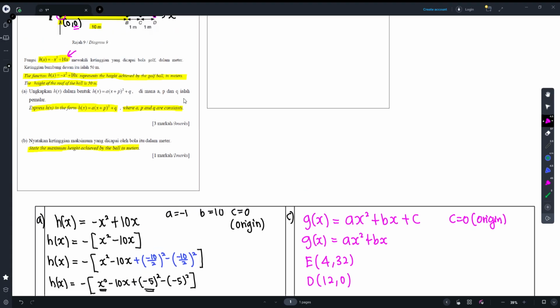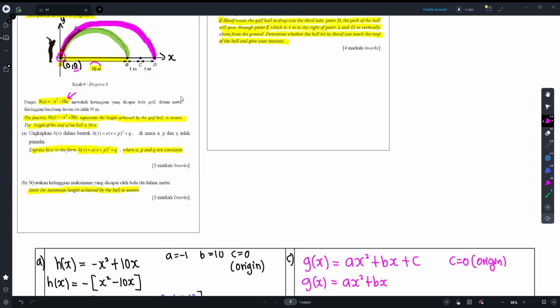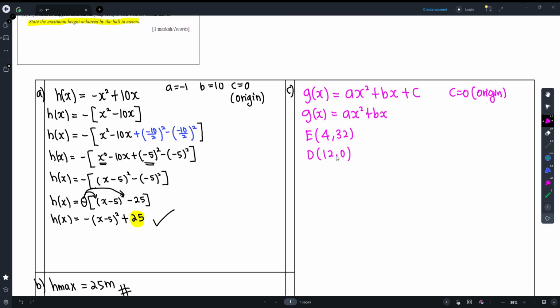How do I get 12? Just observe the diagram. Here B is 10, C is plus another 1 meter, so becomes 11, plus another 1 meter becomes 12. So the coordinate of D is clearly 12 and 0. So we have two coordinates here.